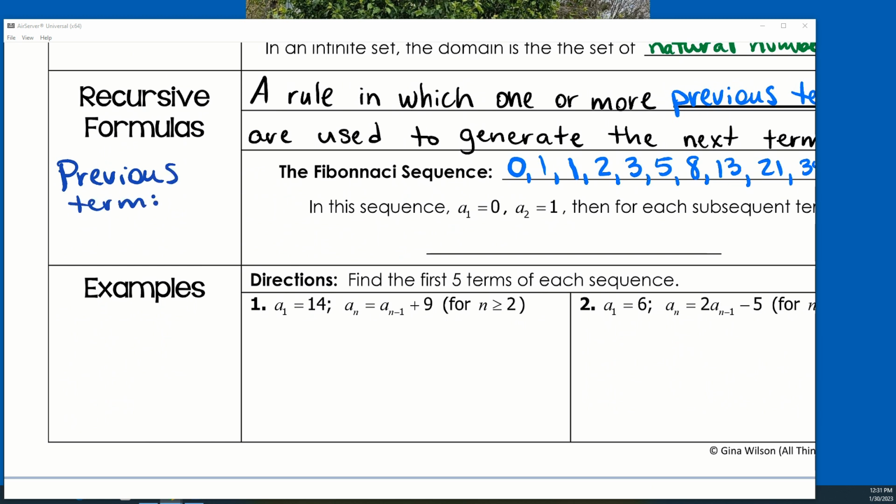So anytime you want to represent a previous term, you still have A, which is like our symbol for term, and the subscript is n minus 1. So A sub n minus 1 means the previous term.